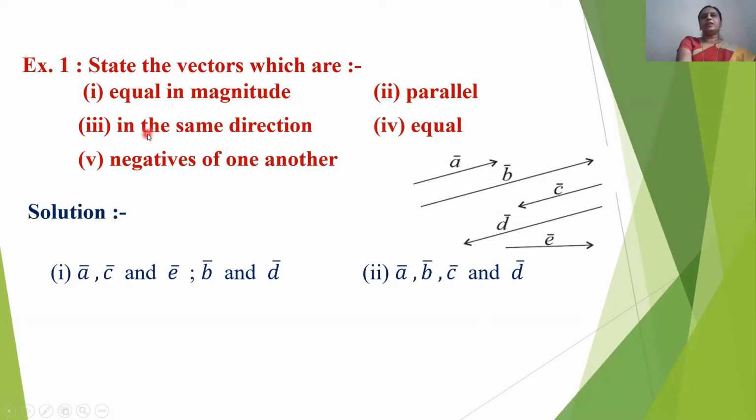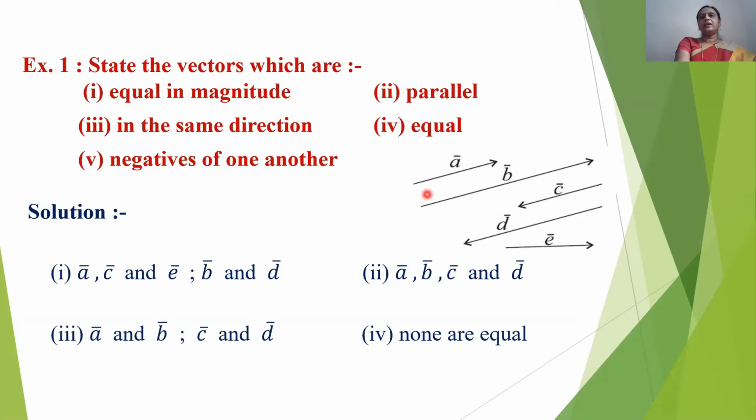Then what is third? In the same direction. Means we have to find only vectors which have the same direction. See here A bar, B bar, these two vectors have the same direction. Then C bar and D bar, these two have the same direction. And this E bar has a different direction. Therefore, this will not be the answer. Now, what will be the answer? Your third: A bar and B bar have the same direction. Again, C bar and D bar have the same direction.